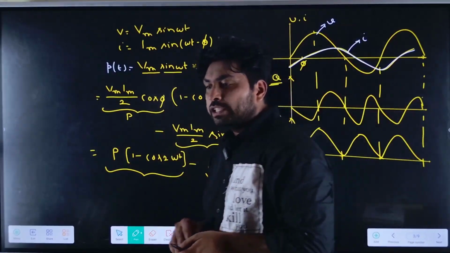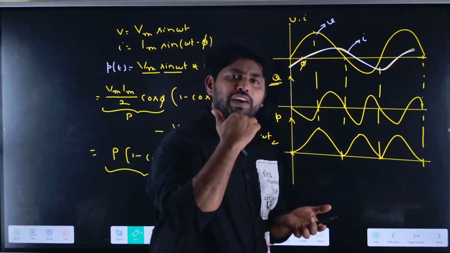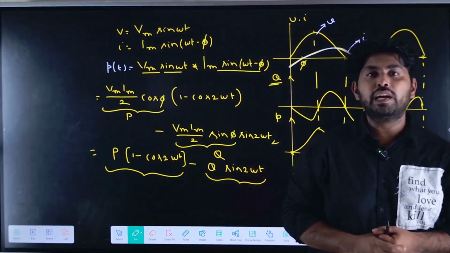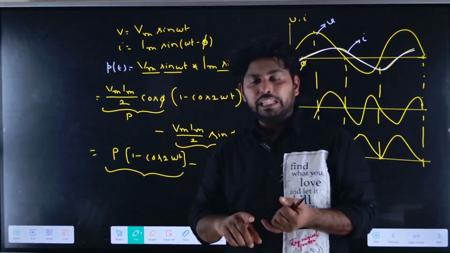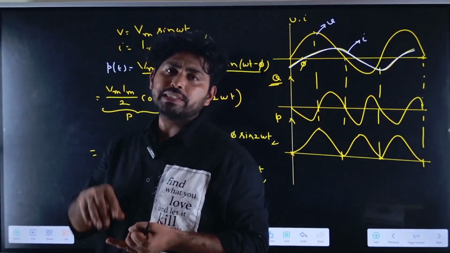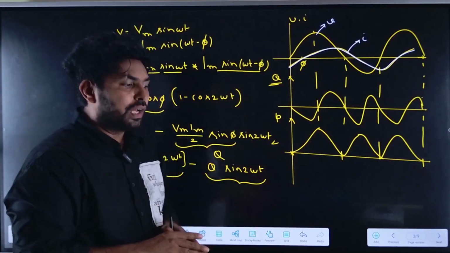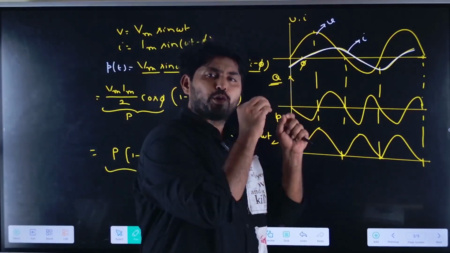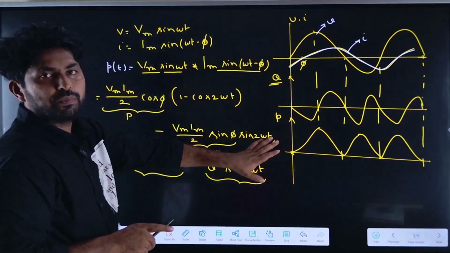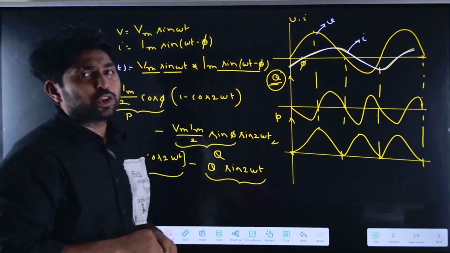Now, why have we derived all these things? While defining active power and reactive power, we simply mention that active power is unidirectional power and reactive power is oscillating power. But there needs to be a proof. That proof is this one. So here it is the reactive power.